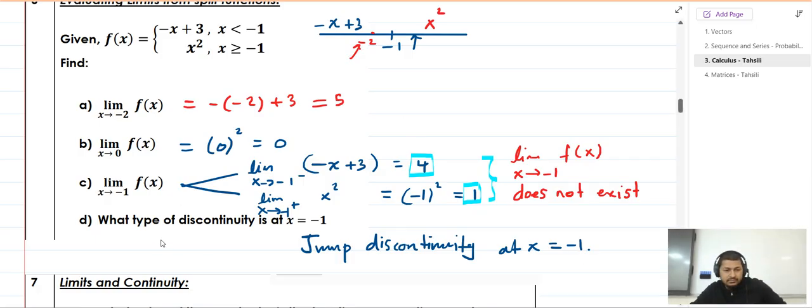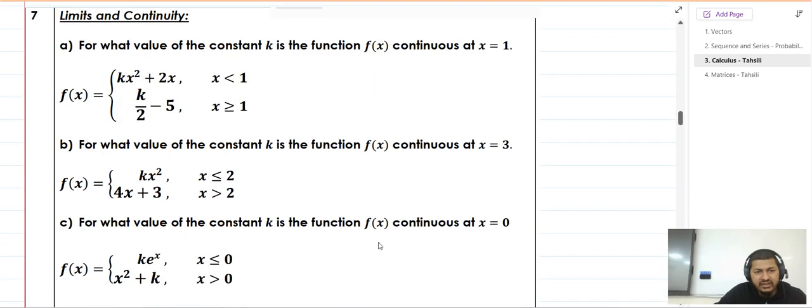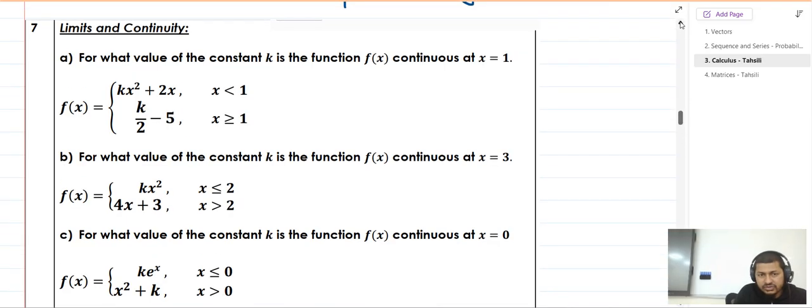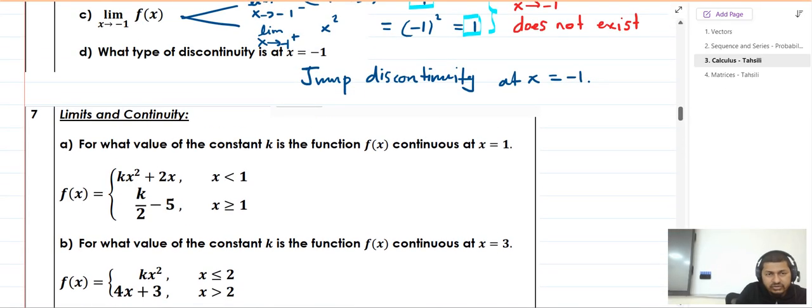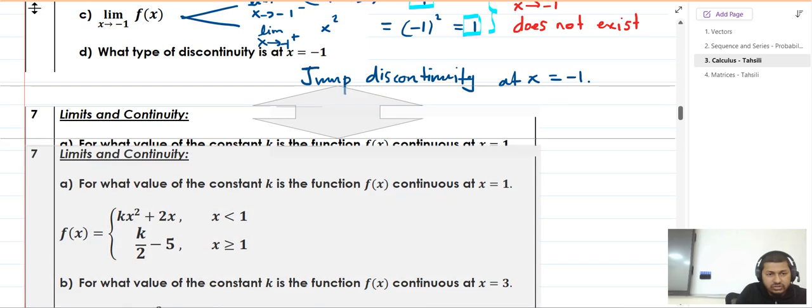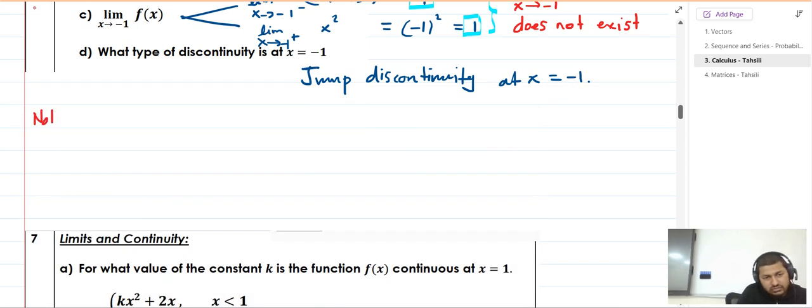Next one, limits and continuity. For what values of the constant k is the function continuous? Now they're telling us that this is continuous. So now what's the definition of continuity? We have two important definitions for continuity. So let me just write here, make additional notes. Note, continuity.